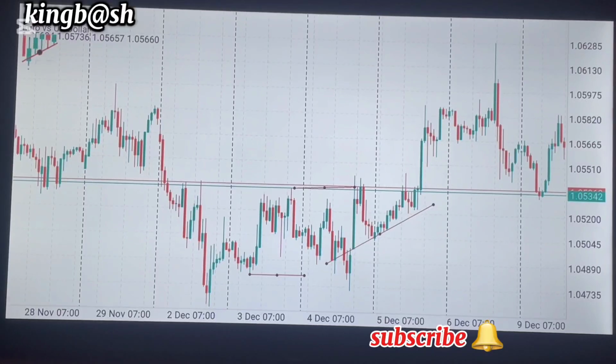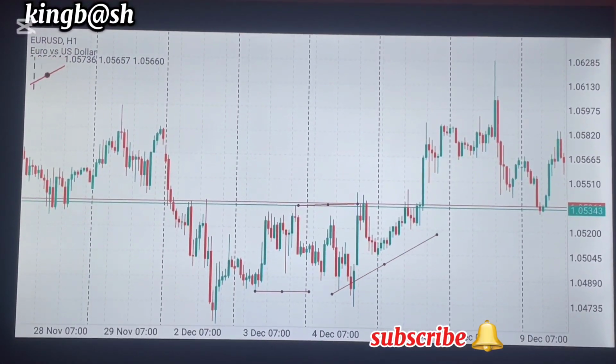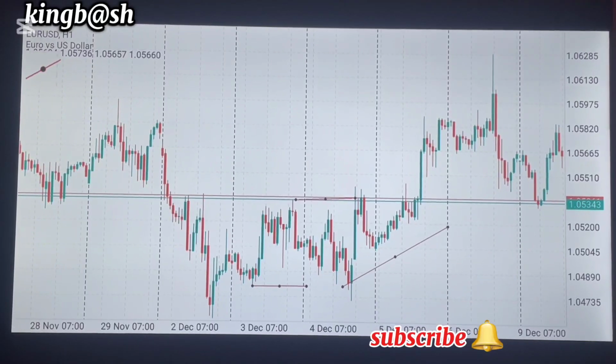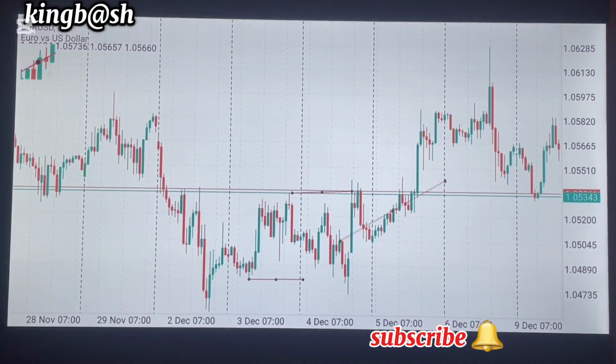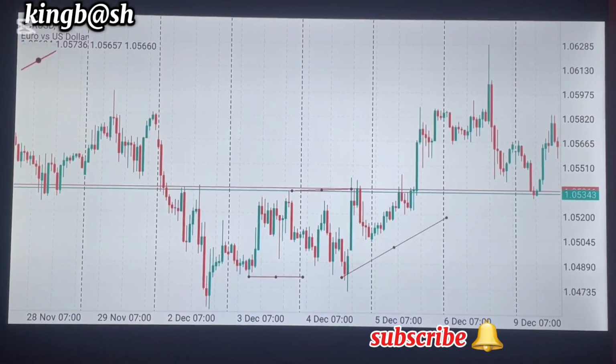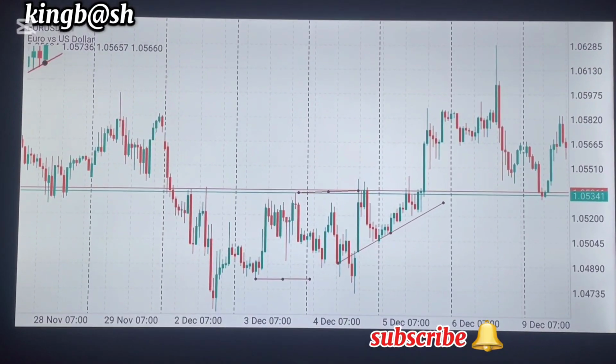So you can see this is what price does every day. Price came down here, swept it, then pushed aggressively. So these are areas where you want to be looking for your trade if you are trading liquidity.